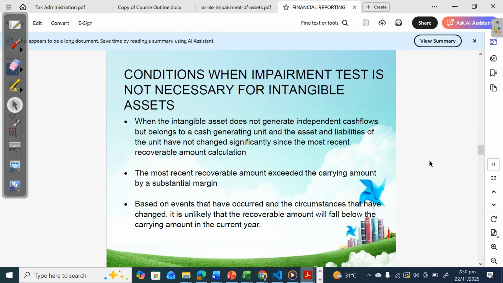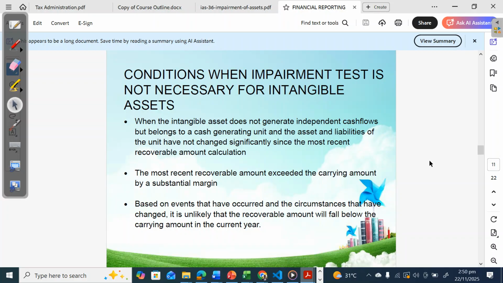But for other assets, it's not compulsory to test for impairment at the end of each period. For instance, if you tested the asset for impairment just last year, and this year nothing really has changed, the conditions of the asset have not changed, there's no need to perform an impairment test on the asset.